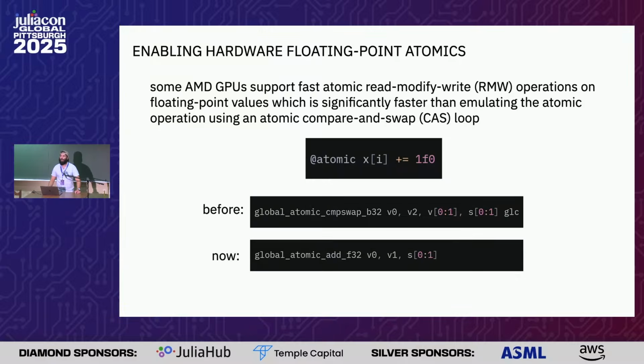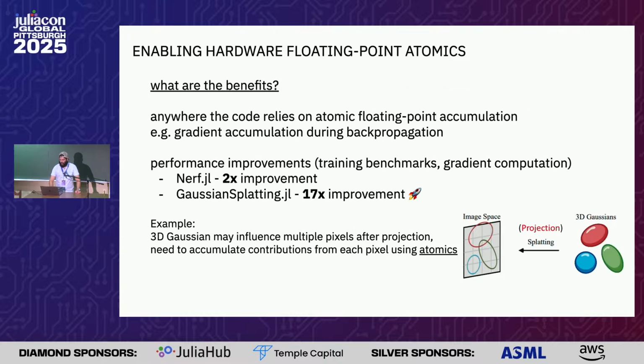This lets you build quite a lot of more advanced algorithms in GPU kernels directly with excellent performance. One of the key use cases enabled by this is gradient accumulation. I believe in the backwards pass, you need to accumulate into a single slot, so this is extremely important for that. Massive improvements to Nerf.jl and GaussianSplatting.jl, both of which Anton developed.